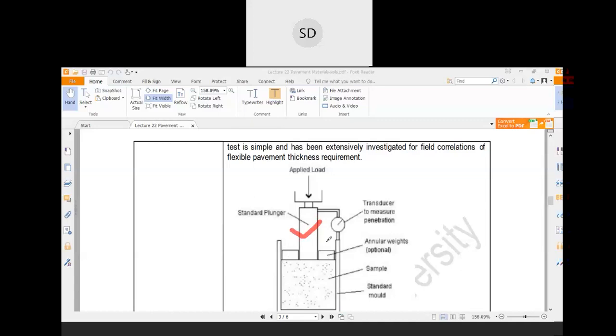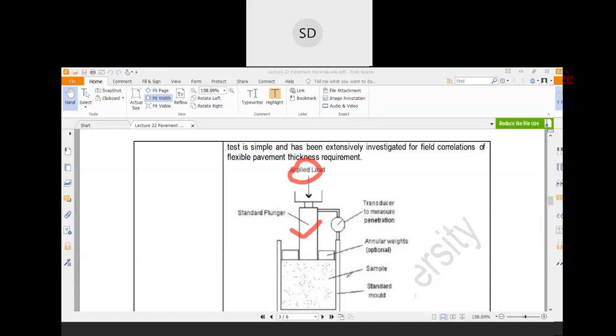Now there will be two dial gauges attached with the instrument. One dial gauge would be over here, which will take the reading of the load, and another dial gauge would be over here, which will take the displacement reading. Displacement reading, why? Because when you are applying the load, the soil sample will get compacted and it will be displaced. So this dial gauge will give you the displacement reading.